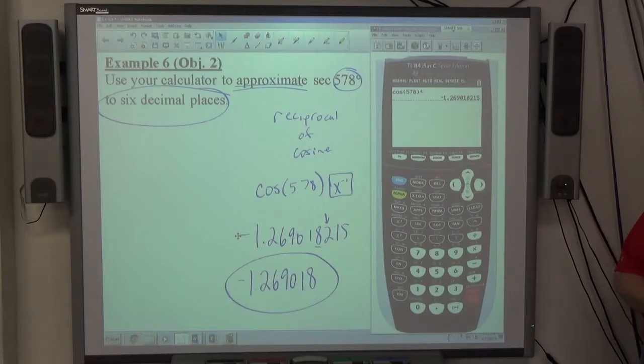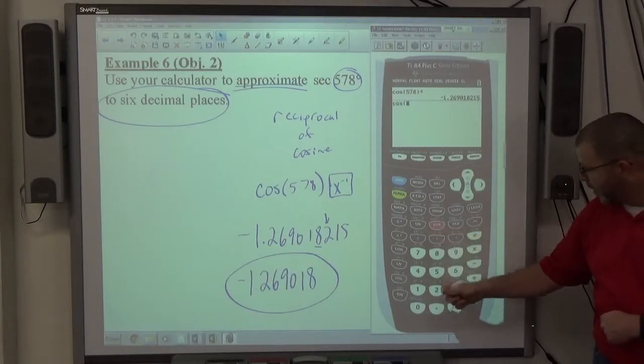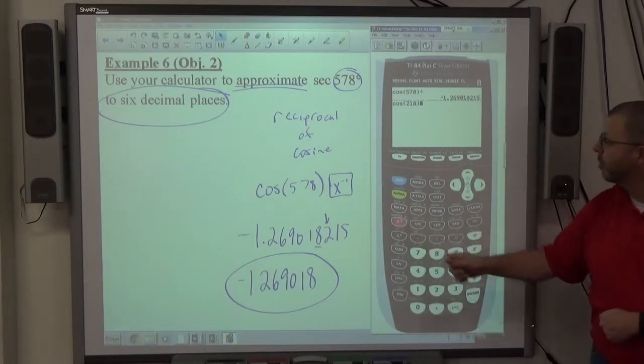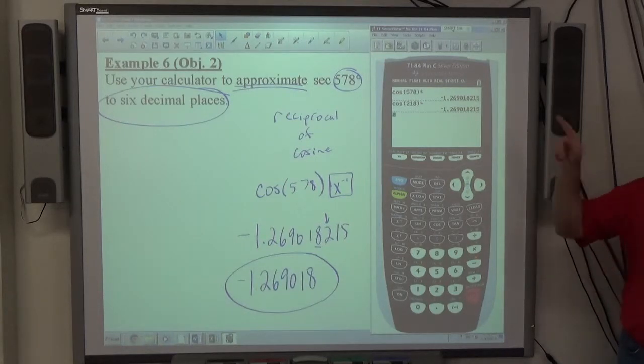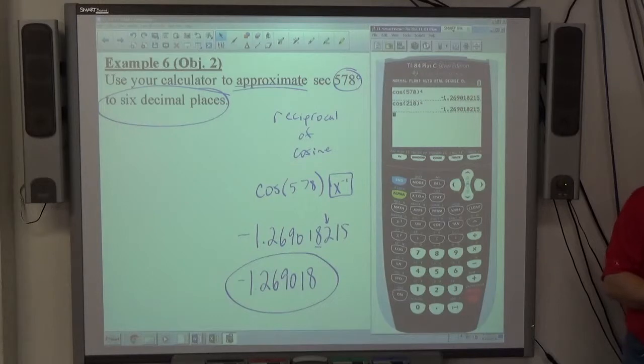Had I subtracted 360, it would have been 218, right? Cosine 218 in parentheses reciprocal is the exact same number because they're the exact same angle. So again, your calculator's aware of the fact that there are these coterminal angles. You don't have to change anything to make these happen. If it says approximate, just type in what you see in your calculator, you get the right answer.